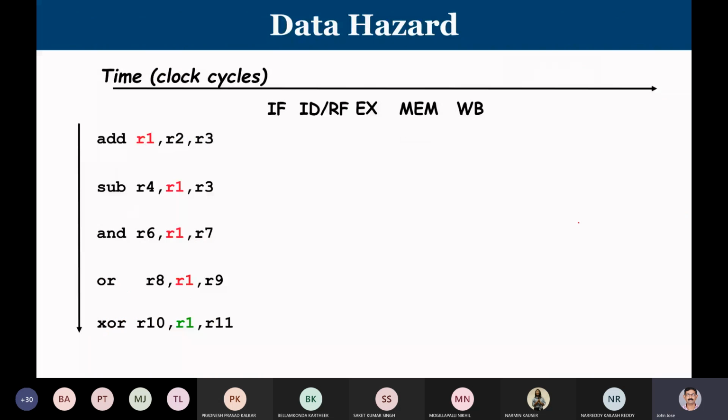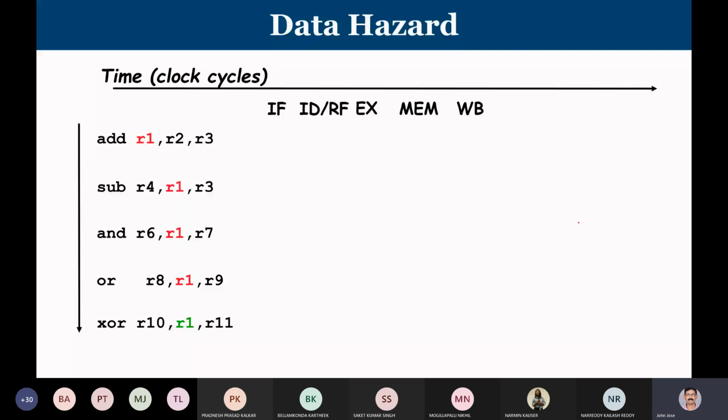Now we come to data hazard. So consider this piece of code that is being written. They are all ALU instructions. They can perform arithmetic as well as logical operations. You can see that it's add, sub, and, or, and XOR. The last three are logical operations. The first two are arithmetic operations.